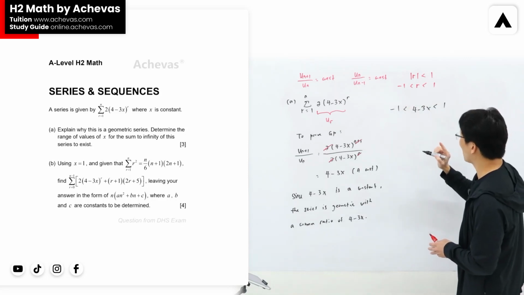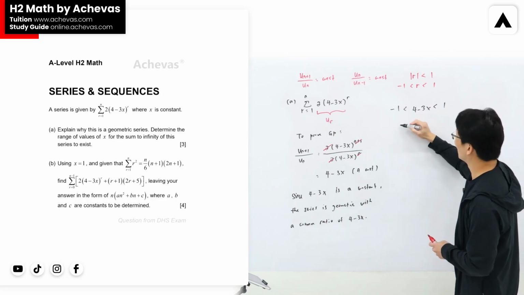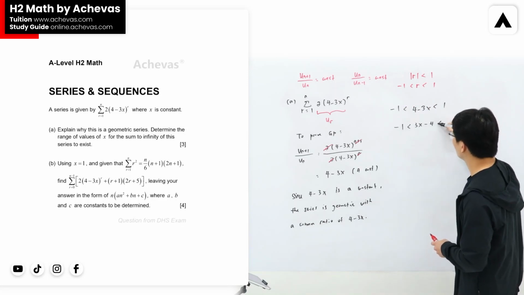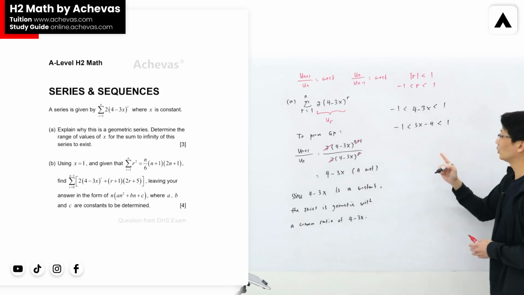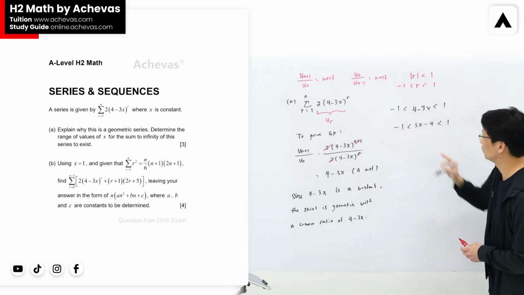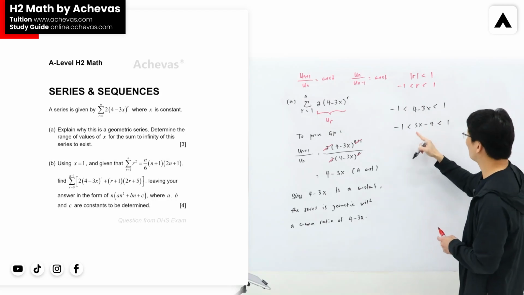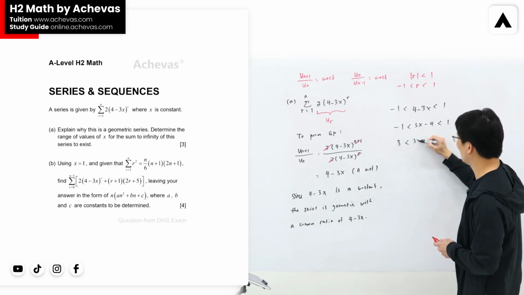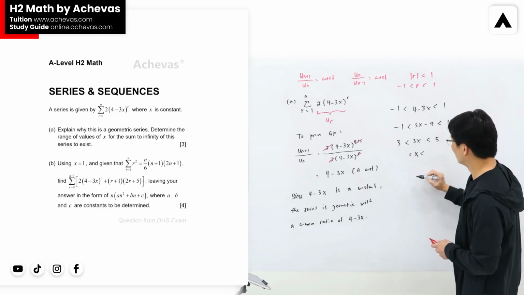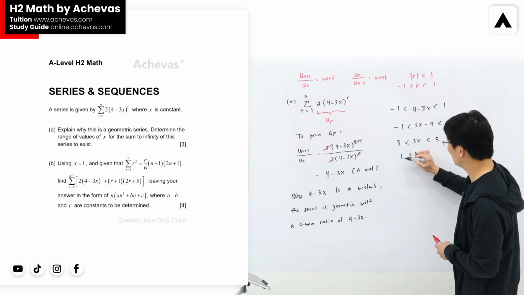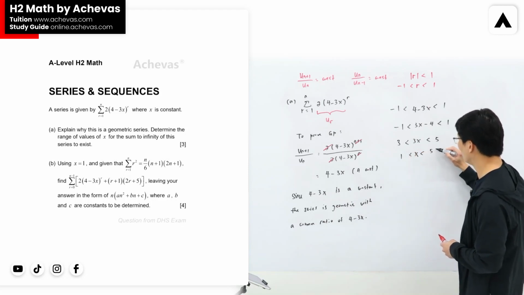Let's multiply throughout by negative 1. I will end up with a negative 1, 3 minus 4x, and this is a 1. In fact, after multiplying by negative 1, this corresponds to this. Add 4 throughout the expression, we will have a 3x, and this will be my 5. And finally, the values of x which give us a sum to infinity will be between 1 and 5 over 3.